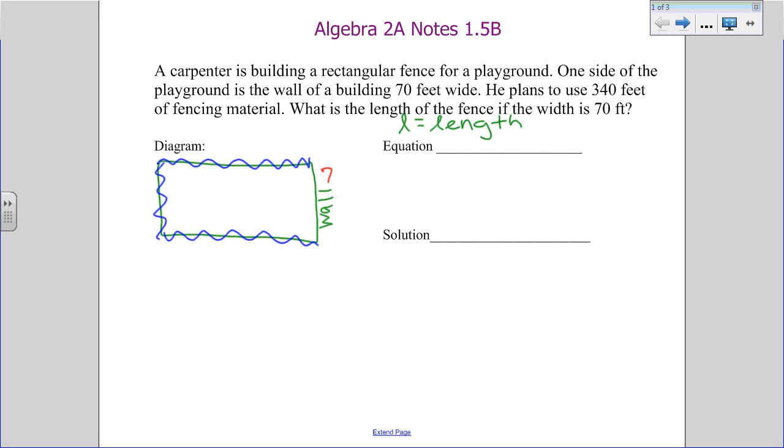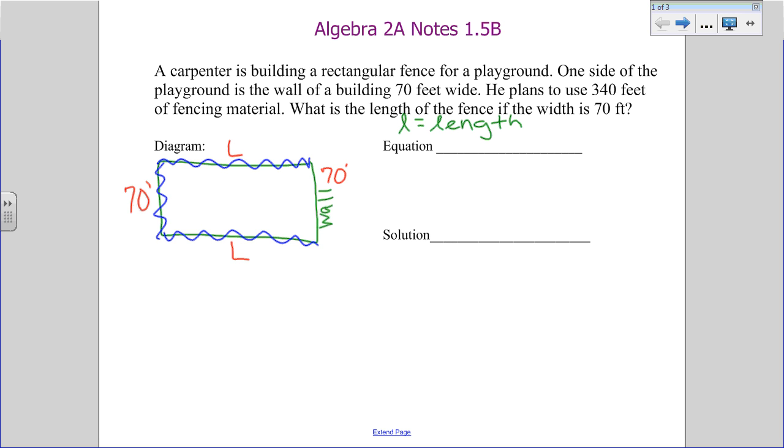So we have a 70-foot wide wall. This is 70 feet here. And those of you who took geometry last year remember things from geometry. In a rectangle, opposite sides are equal. So if the wall is 70, that means the amount of fencing across from that is 70 feet also. We then have our unknowns, our lengths. So I'm going to put L here and L here.